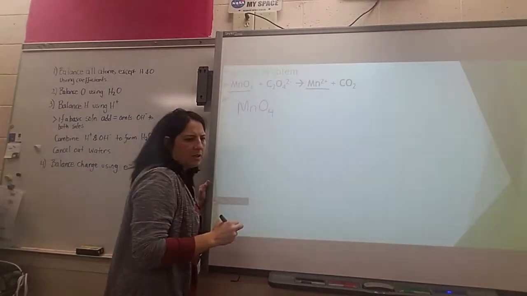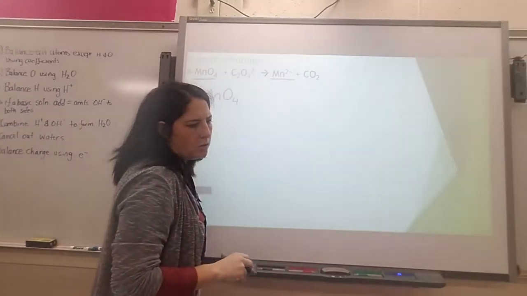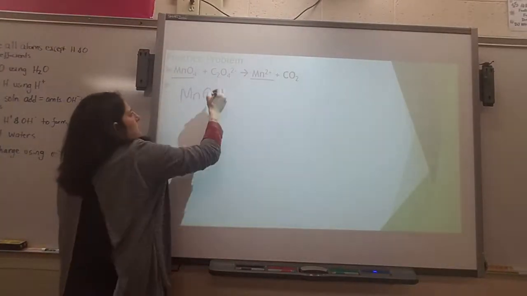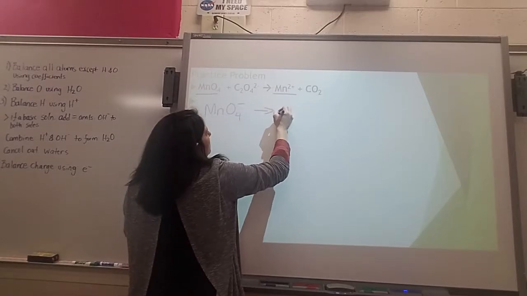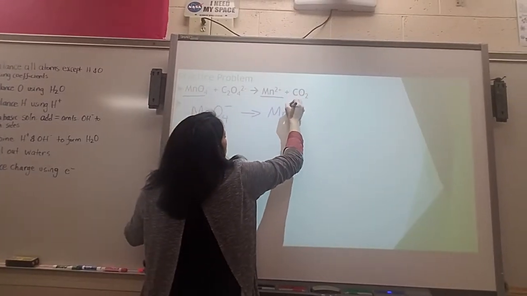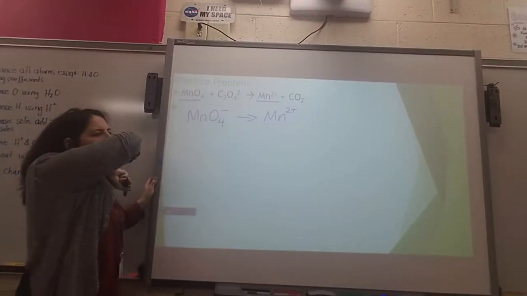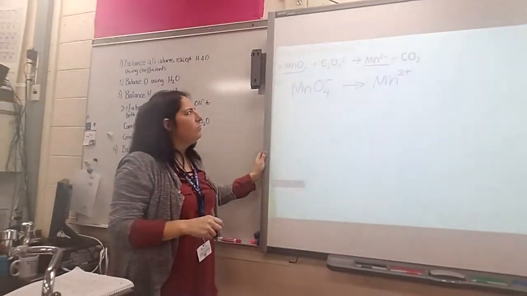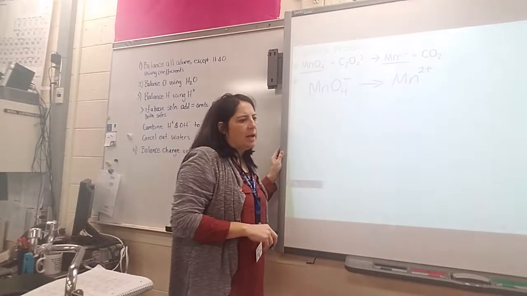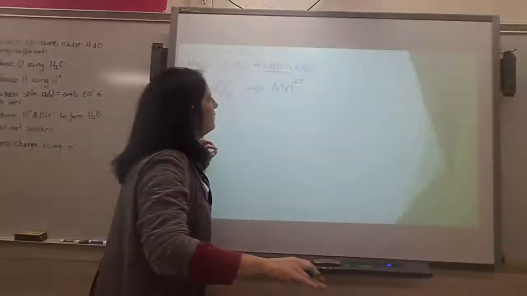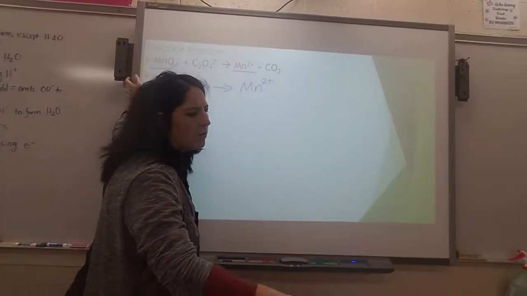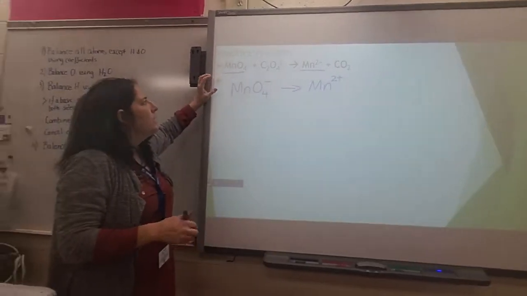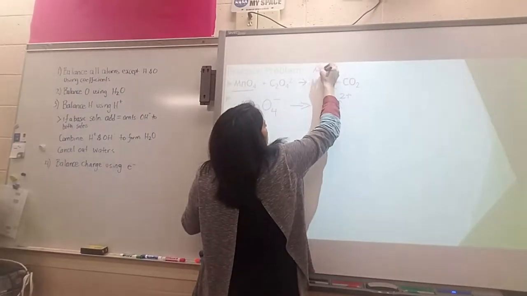MnO4. And was there a typo on your sheet for this one? No, that one was okay. It's the next one that's the problem. So that is going to yield Mn2+. Okay. This one is in an acid solution. Is this the same one you have on your sheet? Okay, and it said that this was in an acid solution.